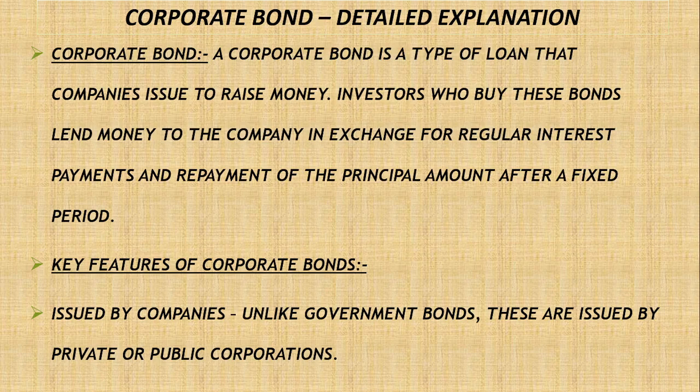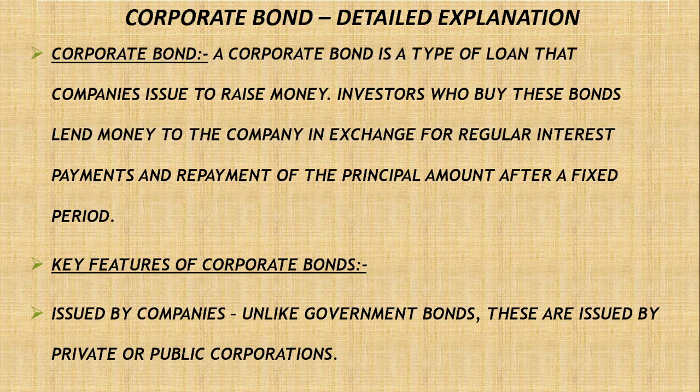Corporate bond. Detailed explanation. A corporate bond is a type of loan that companies issue to raise money. Investors who buy these bonds lend money to the company in exchange for regular interest payments and repayment of the principal amount after a fixed period.